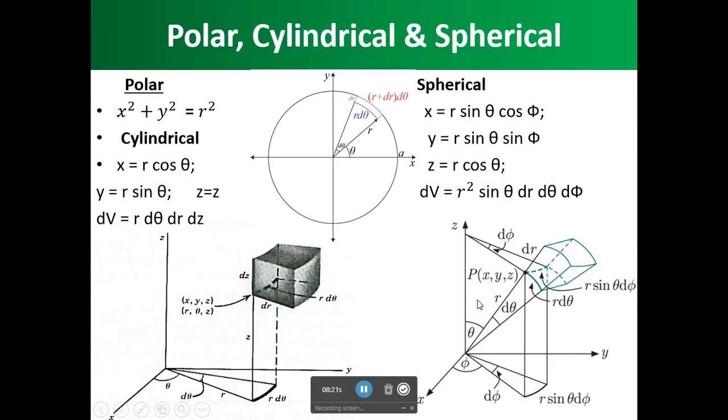Okay, so this is what we would say: r times the sine of theta gives us this line here, times d phi, which is this angle, which we use here. So now, instead of dz, we're going to be using r times sine of theta d phi. So that's what we'll be using as our other component.